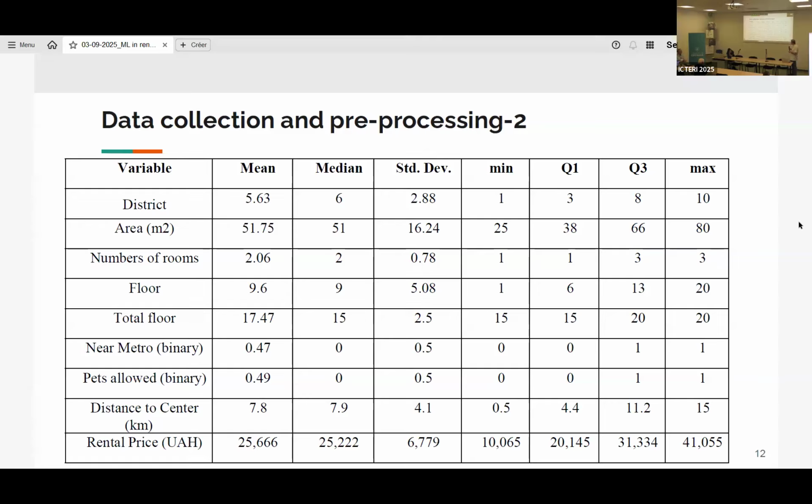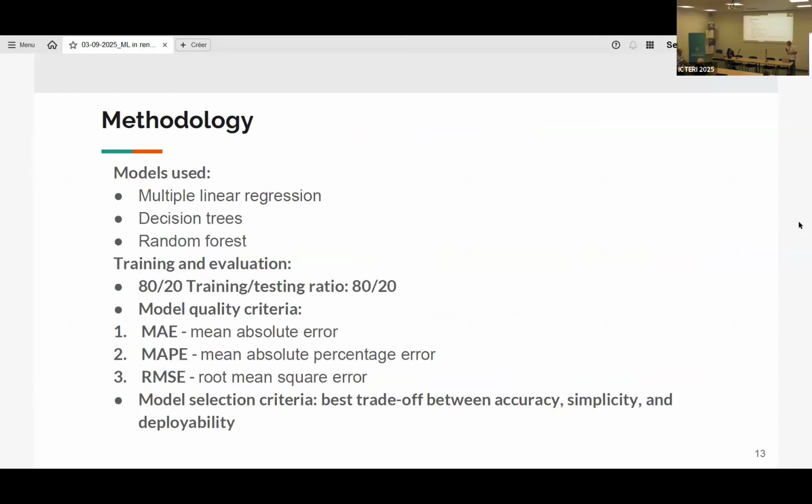So, methodology. Our analytical approach addresses 3 machine learning models. It's multiple linear regression, decision trees, and random forests. Our motivation: linear regression for baseline performance as a benchmark, decision trees for interpretable rules, and random forest for robust prediction. We employed a standard split of the dataset, 80 and 20% for training and testing respectively.